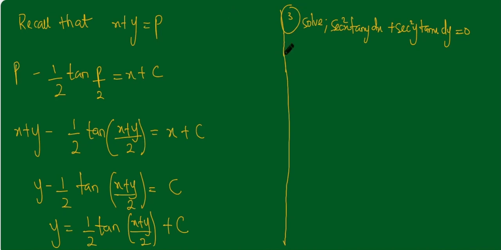You can see that we have a combination of functions in y and x. So to start with the solution, let's put them on opposite sides. So we have sec squared x tan y dx is equal to minus sec squared y tan x dy.